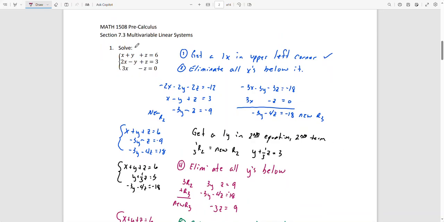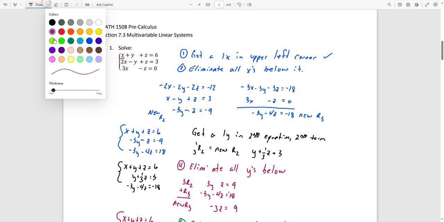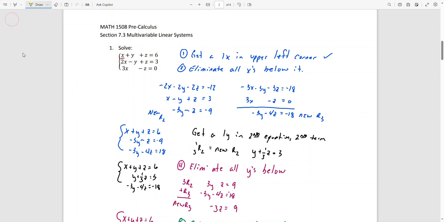To solve the system given by x plus y plus z equals 6, 2x minus y plus z equals 3, and 3x minus z equals 0, the first thing we always want to do is get a 1x in the upper left corner. We have that, so it's all good. I'm going to change this to a yellow so that when I draw, it's different than anything that I've put on here before. All right, so we have a 1x, all is well.